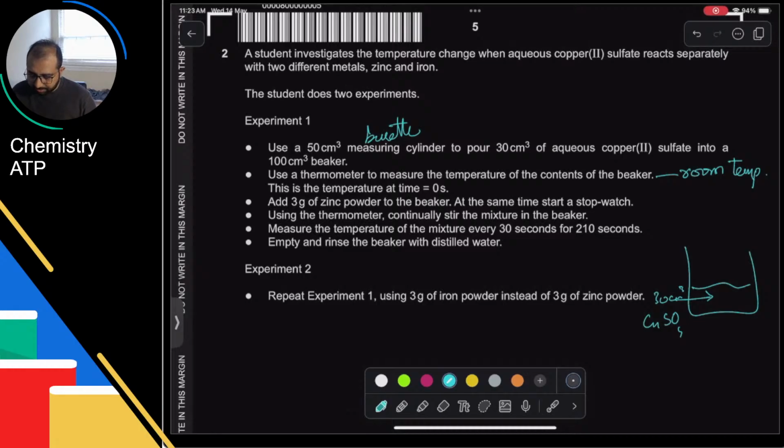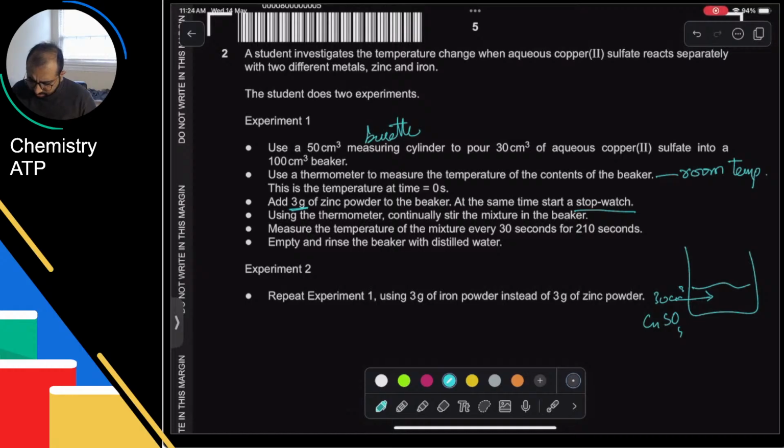Add 3 grams of zinc powder to the beaker. At the same time, start a stopwatch. So they're adding 3 grams. Remember, 3 grams is a pretty small value. So you have to be sure that when you're adding it, you measured it right. So they will obviously need the balance. Usually we use an electronic balance for such small values. So electronic balance, and he's also using a stopwatch. Kind of difficult to do and to time it, but again, that's a source of error.